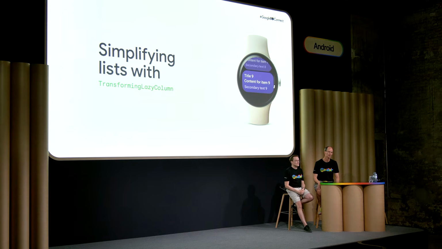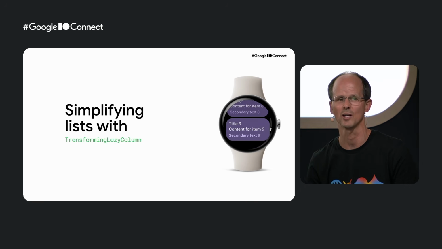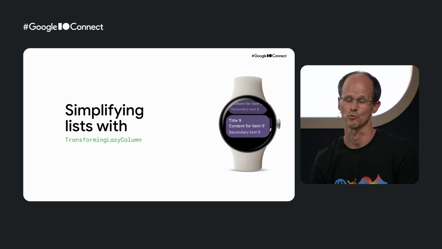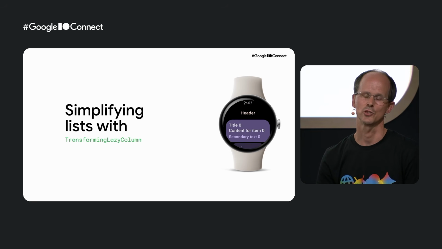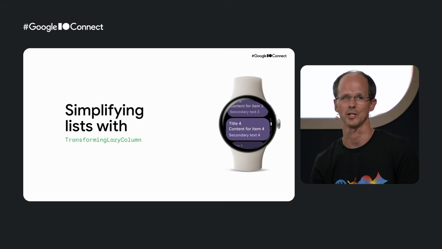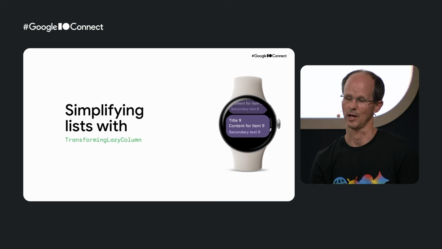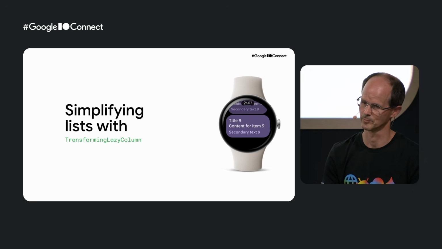OK, so you'll know that the round watch shape requires a very particular visual transformation. Those of you who are familiar with using previous versions of Wear Compose will know that it can take quite a lot of work to get this just right. Last year, we introduced transforming lazy column as our recommended approach for building lists in Wear OS, and we've now enhanced it to be even easier and also added some new features.